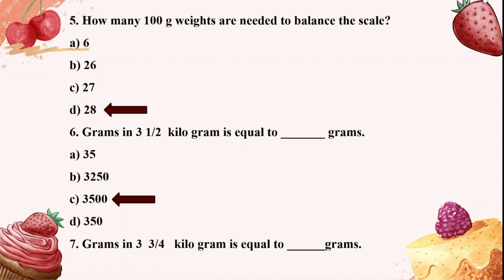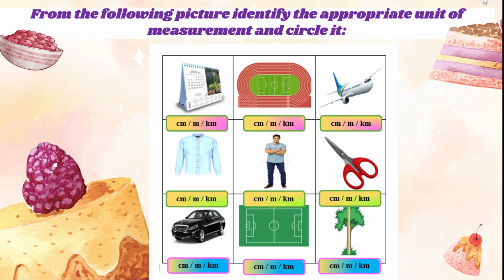Similarly, grams in 3 by 4 kilograms is equal to, similarly 3 kilograms is 1000 into 3, 3000. 3 by 4 kilograms will be equal to 750 grams. So 3000 plus 750, 3750 grams will be the answer.